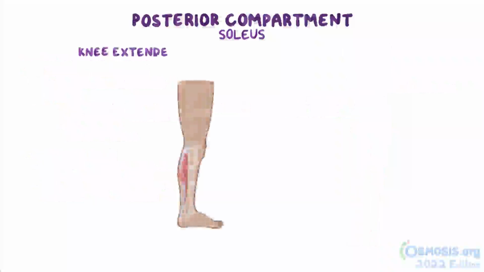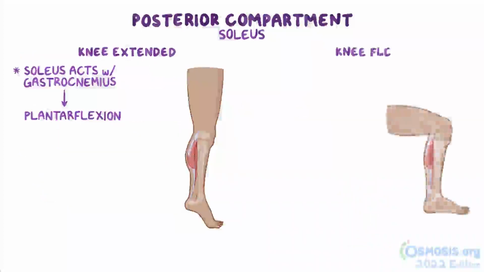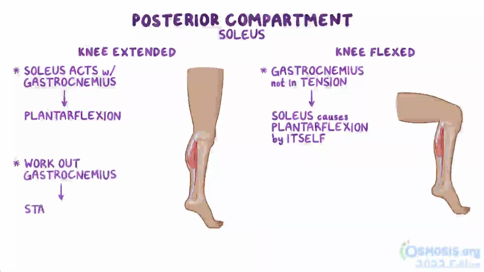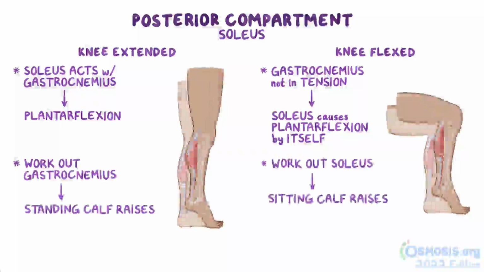When the knee is extended, the soleus acts with the gastrocnemius and causes plantar flexion of the ankle. When the knee is flexed, the gastrocnemius is not in tension, and the soleus causes plantar flexion all by itself. So long story short, if you want to work out your gastrocnemius muscles, do standing calf raises, and if you want to work out your soleus muscles underneath, do seated calf raises.